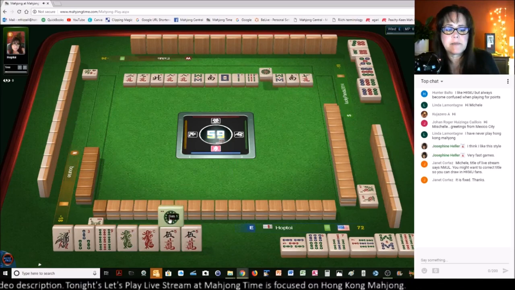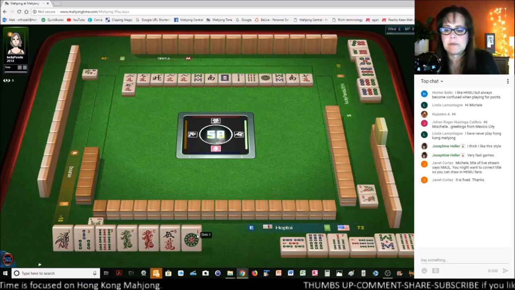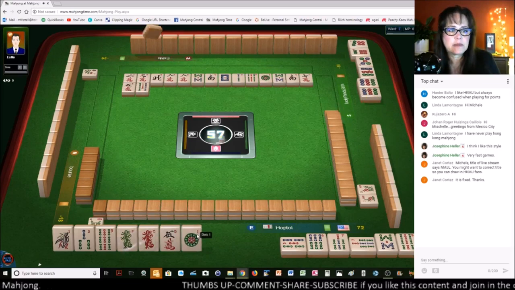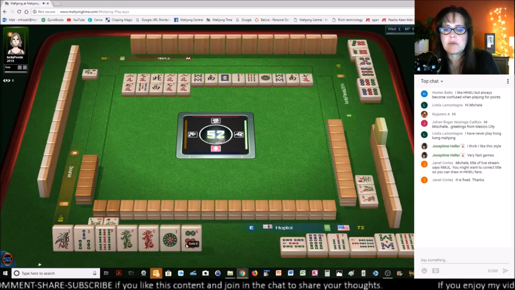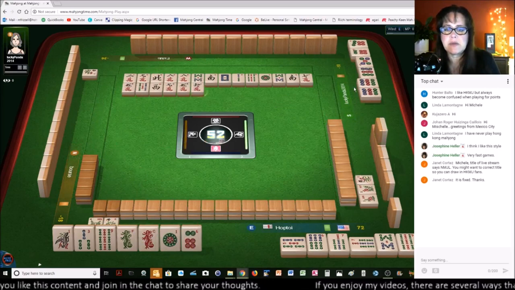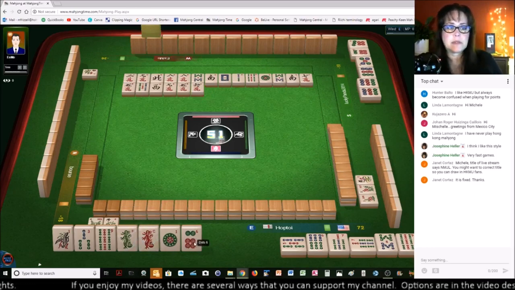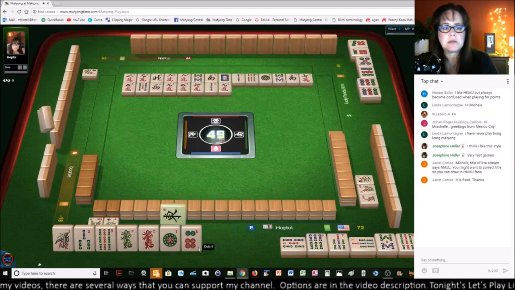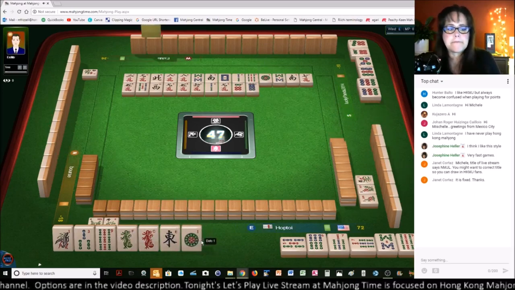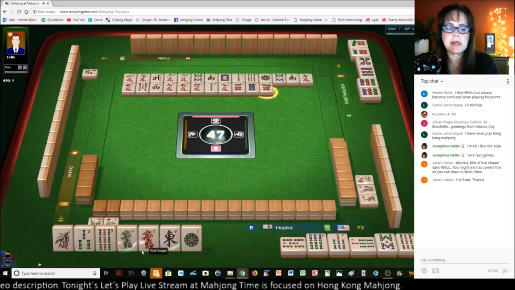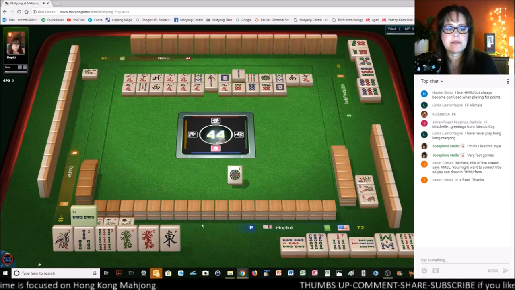7 characters. We need bams. I'm going to get rid of the 5 crack. 5 characters. 5 bamboos. West wind. We need bams. 5 characters. I want to get rid of these dots. The player to my right has dots exposed. I need to get rid of these dots quick. 2 bamboos. That's what I need. 9 characters. Let's get rid of that dot. 6 dots. Oh. 8 dots. There are 2 2 bams out. We need that 2 bam. White dragon. There's a 2 bam.